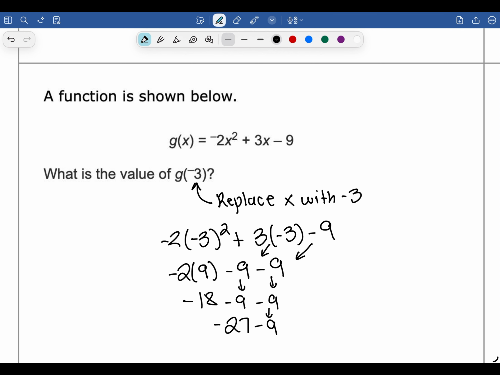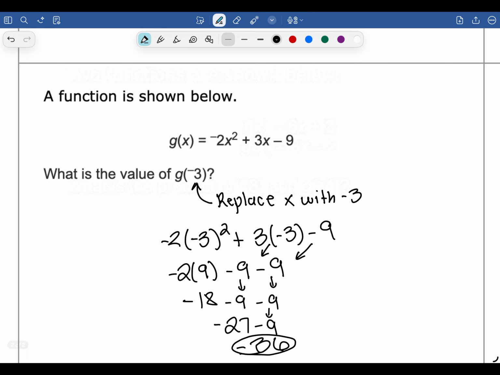Now, I am doing all this without a calculator. Okay, you can type it in Desmos once you get it all filled in exactly the same way that you have it, and it should give you the answer. Okay, but in this one, we got negative 27 minus 9. That's going to give me negative 36. So that's the answer that we got for example 3.